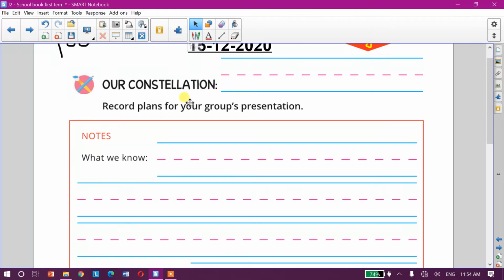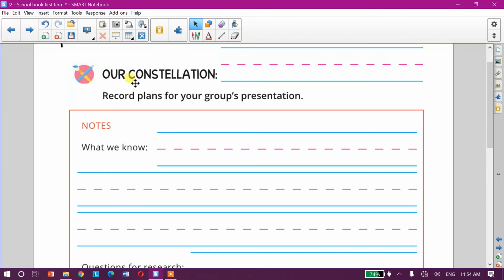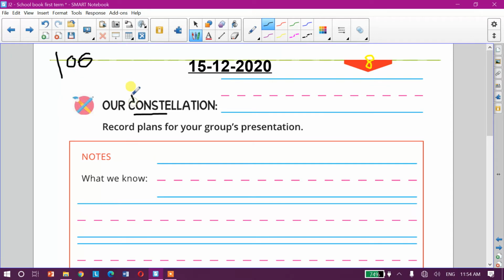Okay, let's see our constellation. Do you remember the meaning of constellation? Yes, it is a group of stars that have a shape and have a name. What constellations have we studied? Could you tell me? Number one is what? Yes, Orion the Hunter. What else?